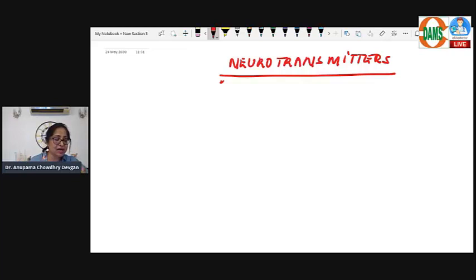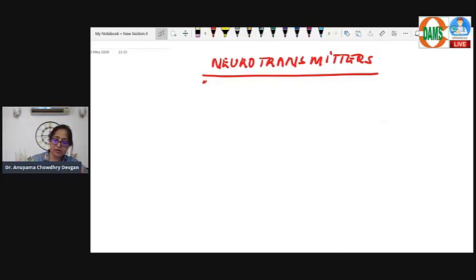Just the speed is different. Otherwise, everything else is the same. Same towards the plus end, same substances are transported, same molecular motors, except the speed is different. Fast anterograde is 400 millimeters per day. Slow anterograde is 0.5 to 10 millimeters per day. Okay? Now let's see what are the neurotransmitters.